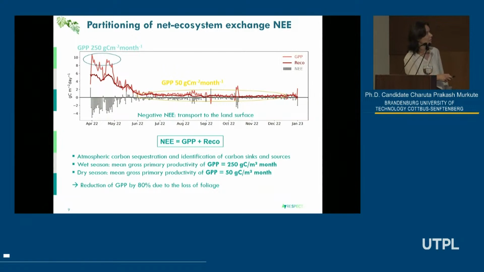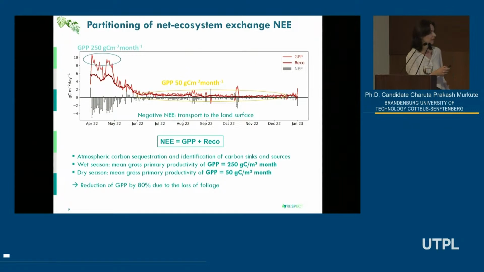And if we follow both lines, then we see it is clearly balanced between the respiration and the productivity, and that means during the dry season we have more or less a balance between carbon uptake and carbon release, and this is of course as well not a surprise due to the loss of foliage during this time. And we can then quantify the differences, and that means we have a reduction of GPP by 80% due to the loss of foliage from the wet season to the dry season.